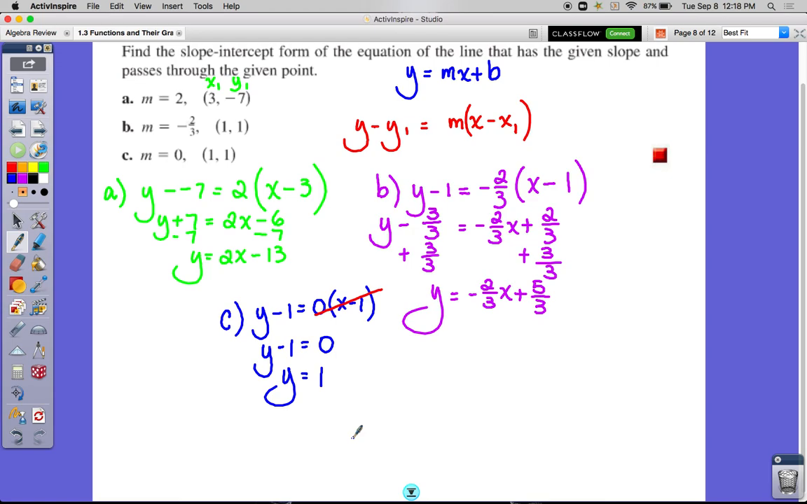And what I mentioned earlier, if you notice, a slope of 0 is a horizontal line. A horizontal line goes through the y value and stays there. So I could have just looked right here, right in the beginning, at my y value with a slope of 0 and said, well, my equation is just y equals 1, because it's a horizontal line.